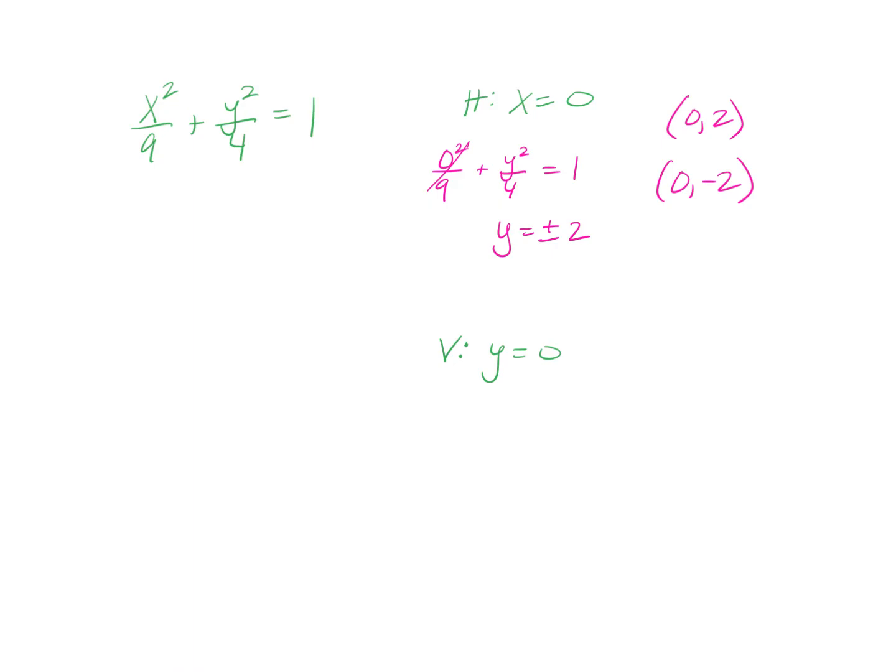And then for vertical, my y is 0. So I'm going to have x squared over 9 plus 0 squared over 4 equals 1. And when I solve this for x squared, I get x squared equals 9. So x is plus or minus 3, which means my points are 3 comma 0 and negative 3 comma 0. Those are the points where the tangent line is vertical.